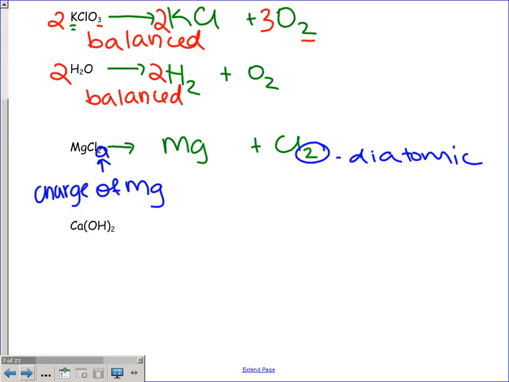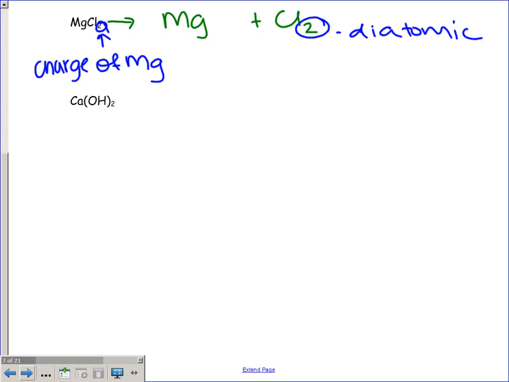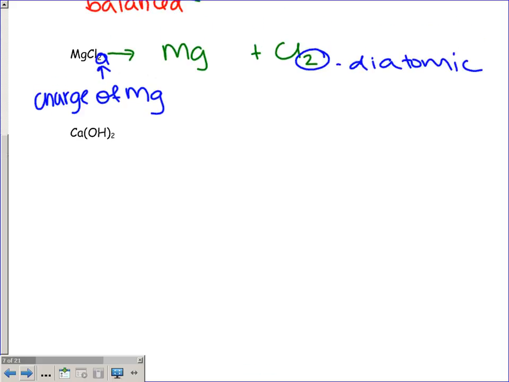So now I can balance. I have one magnesium on my reactant side, one magnesium on my product side. I have two chlorines on my reactant side. I'm going to erase this little circle, so that it becomes a little easier for you to see that too. And two chlorines on my product side. So at this point I am balanced. I don't have to put any coefficients. My equation is already balanced.